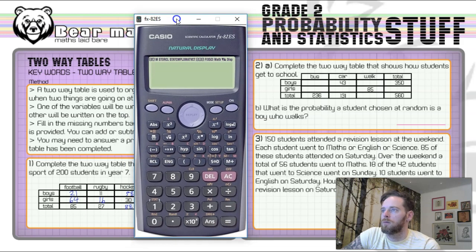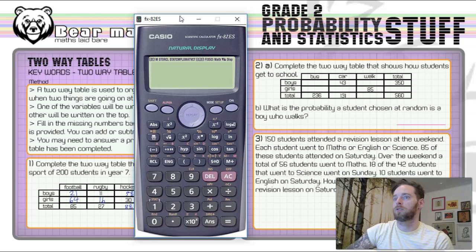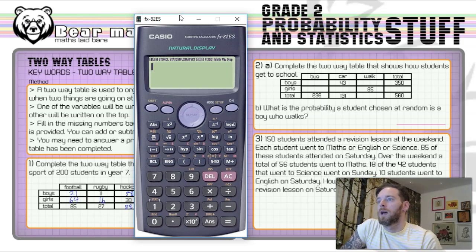Question number 2. We've got 2 parts to it, A and B. Complete the two-way table that shows how students get to school. Again, the variables here are the genders and how they get to school, and they're split into those different categories. They've only got these 3 options here, otherwise it could go on for a long time. Filling in the missing numbers is done in exactly the same way as I've just shown you.